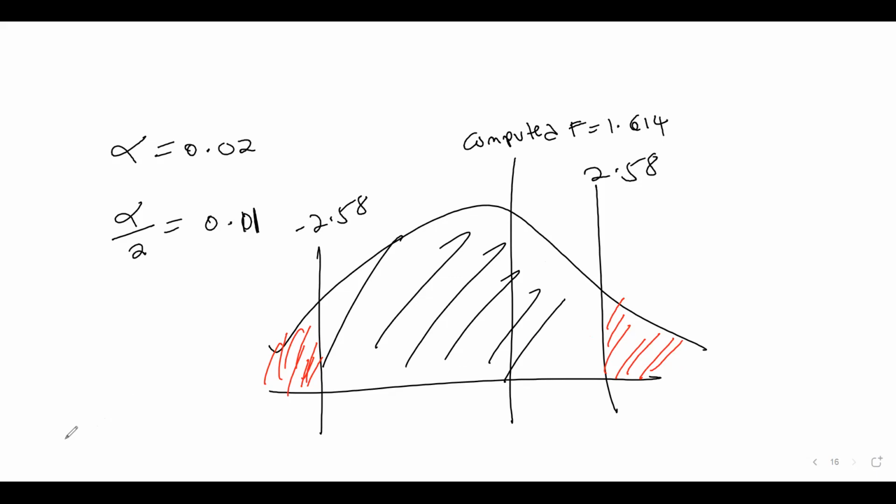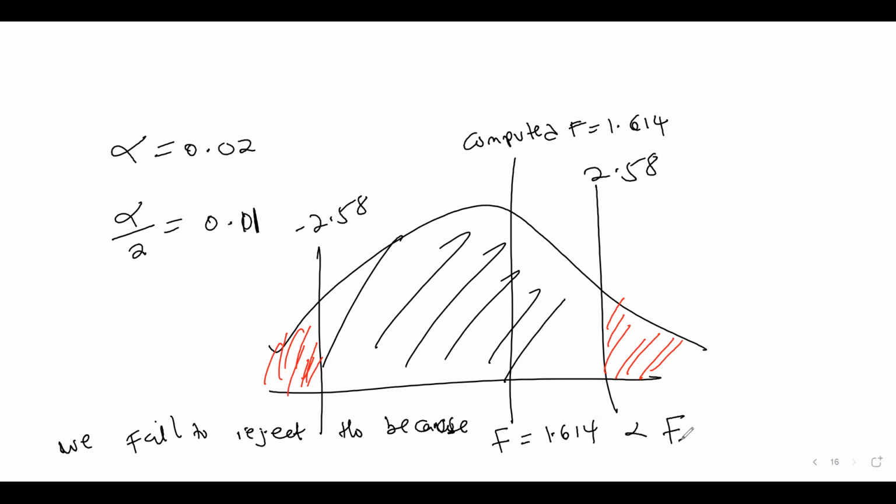So here you just conclude by saying that we fail to reject the null hypothesis because the computed F, which was 1.614, is less than the critical F, which is 2.58, okay?